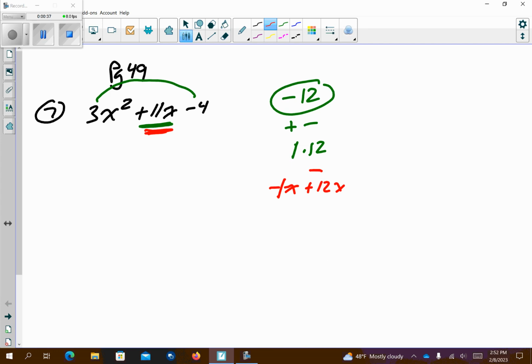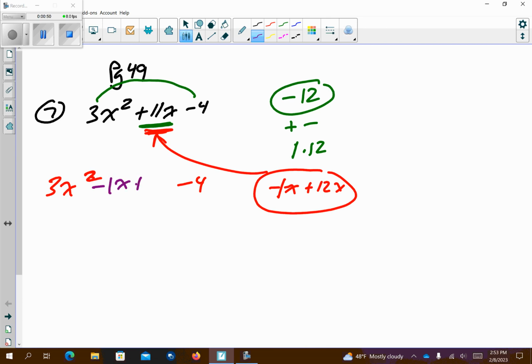So I'm going to replace the 11x with those. The bookends come down, the 3x squared comes down, and the negative 4 comes down. And then I'm going to plug negative 1x plus 12x in. What I have in common there is an x, so that leaves me 3x minus 1.